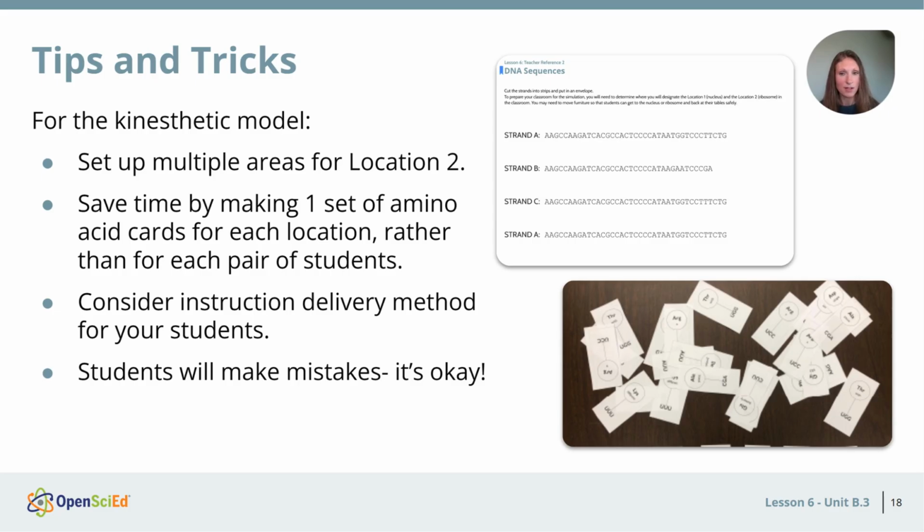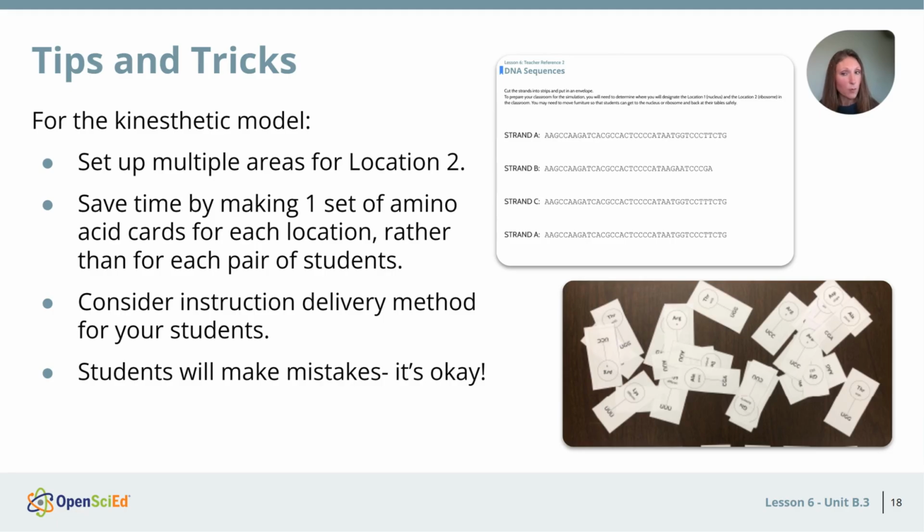The trickiest part of this lesson is the kinesthetic model. It takes a bit of preparation ahead of time and a lot of energy and patience as students are carrying it out. First, the teacher guide calls out 2 locations for the activity, location 1 and location 2. Location 2 can get really crowded, so I recommend setting up multiple areas around the classroom labeled as location 2. Put only one set of amino acid cards at each location. This will save time for you making the cards, and it will be fewer cards for students to sort through.